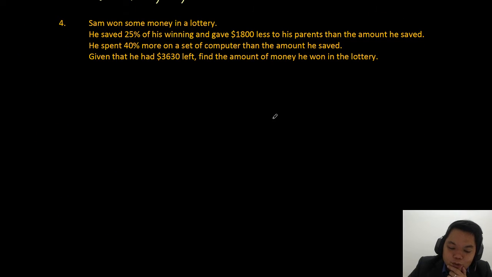Okay, then let's move on to number 4. Right, now Sam won some money in the lottery. He saved 25% of his winnings and gave $1,800 less to his parents than the amount that he saved. Now, given that he spent 40% more on a computer set than the amount that he saved, and he had $3,630 left, find out the amount of money that he won in the lottery.